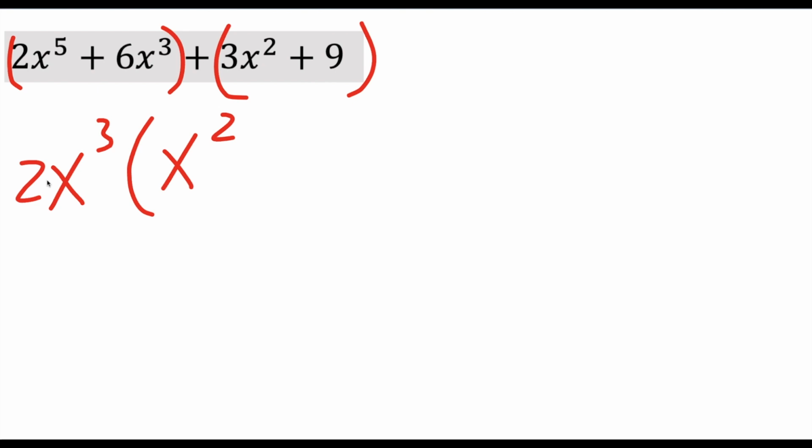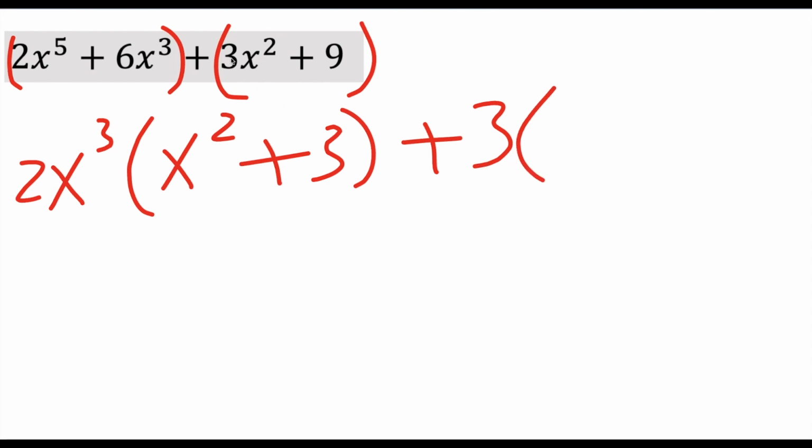And then this piece, 2x cubed times what gives you 6x cubed? Plus 3. Close parentheses. Plus, now we have 3x squared plus 9. We have to think, what's the greatest common factor between the two? 3 can go into both numbers, so we put a 3, parentheses. 3 times what gives you 3x squared? x squared. 3 times what gives you 9? Plus 3.